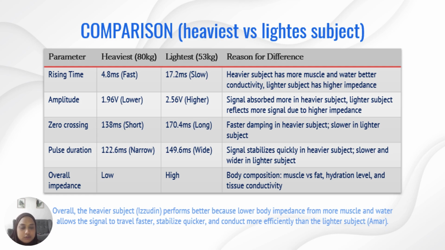So for the overall data, the differences in body composition such as muscle mass, water content, and tissue conductivity explain the variation in signal behavior. That's all.